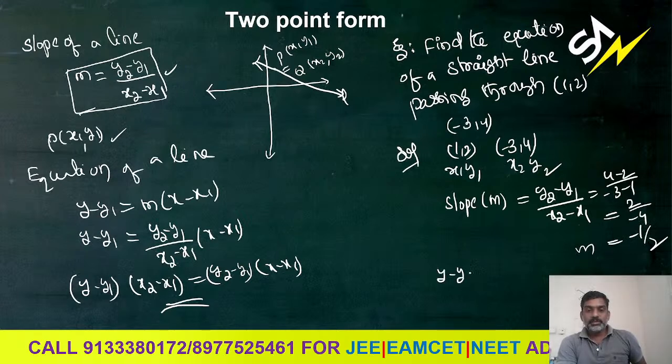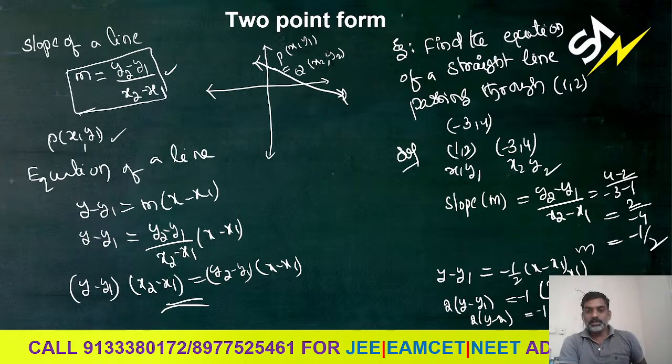Then y minus y1 is equal to minus 1 by 2 into x minus x1. Sending 2 to that side, 2 times y minus y1 is equal to minus 1 times x minus x1. So substitute x1 and y1. 2 times y minus y1, which is 2, is equal to minus 1 into x minus x1, that is 1. Simplify this. What do you get? 2y minus 4 is equal to minus x plus 1. So x plus 2y is equal to 5. Yes.